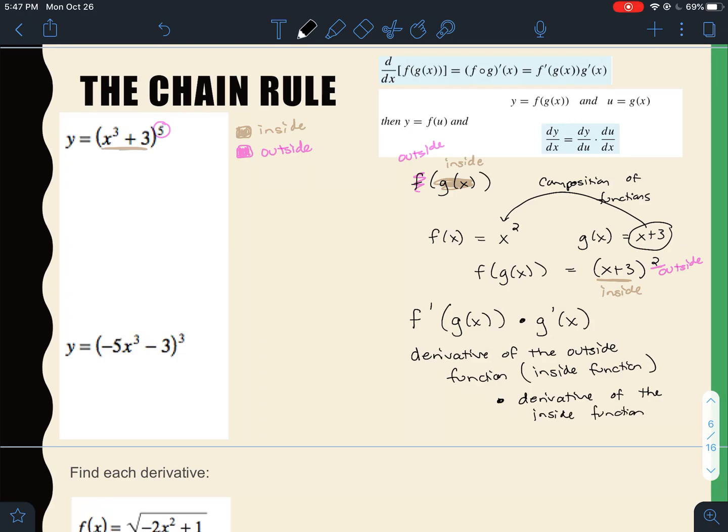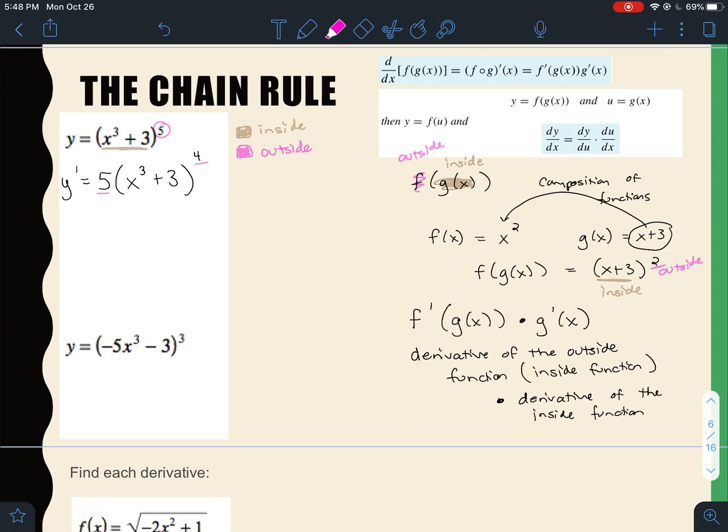So what do I mean by that? Let's look at an example. If I have y equals x to the third plus 3, to the fifth power. If I look at the outside function, how do you take the derivative of something to the fifth power? Well, you would multiply by the exponent and then subtract 1 from the exponent, right? So the derivative of the outside function would be 5 times the inside function to the fourth. I'm going to leave the inside function alone, so x to the third plus 3. So 5 times x to the third plus 3 to the fourth power.